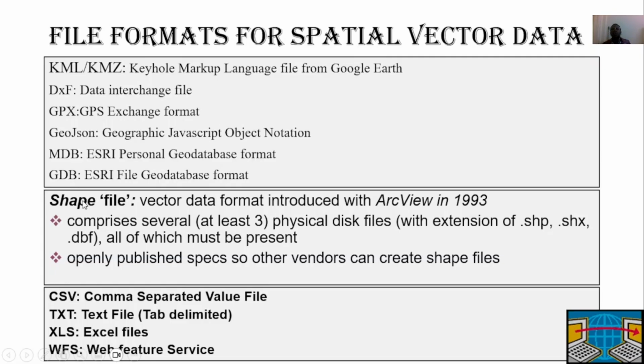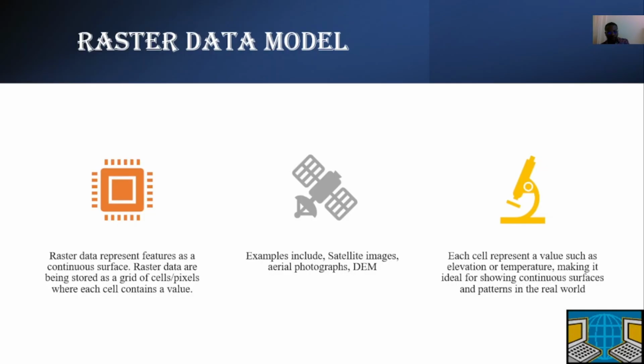One of the most common vector data file formats used in the GIS world is the shapefile. Whenever you see a file format like Ghana.shp, the shp there means shapefile, and that is the most common vector data file format used in the GIS world. We have other file formats like MDB, GeoJSON, GPX, and others. But the most common one is the shapefile, .shp.